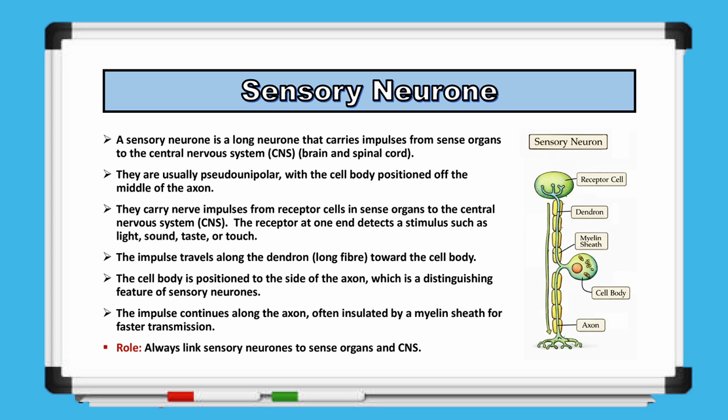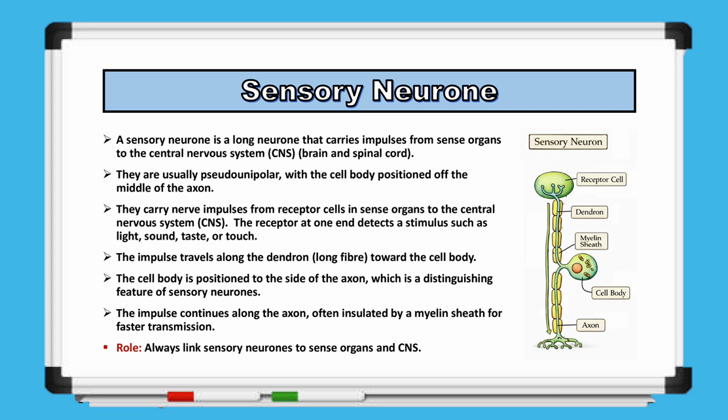After passing the cell body, the impulse moves along the axon, which is often covered by a myelin sheath. The myelin sheath is a fatty layer that insulates the axon, preventing signal loss and allowing impulses to jump from one node of Ranvier to the next, which significantly speeds up transmission. The role of sensory neurons is to connect sense organs to the CNS, acting as the body's communication pathway. They carry information about the environment to the brain, allowing the body to react, for example, pulling your hand away from a hot object. Without sensory neurons, the body would not be able to detect stimuli or respond effectively.